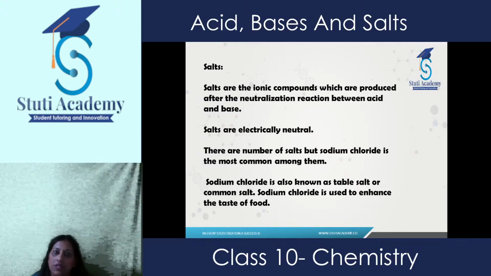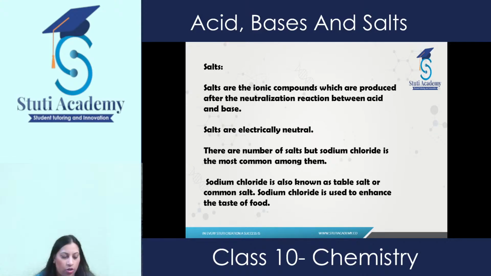Then we have salts. Salts are ionic compounds. Why do we call them ionic compounds? Because they are formed after the neutralization reaction of acid and base. We have already discussed this point. When the reaction takes place between acid and base, it results in the formation of salt. So it has both positive and negative ions. That's why we call them ionic compounds, because they have both positive as well as negative ions.